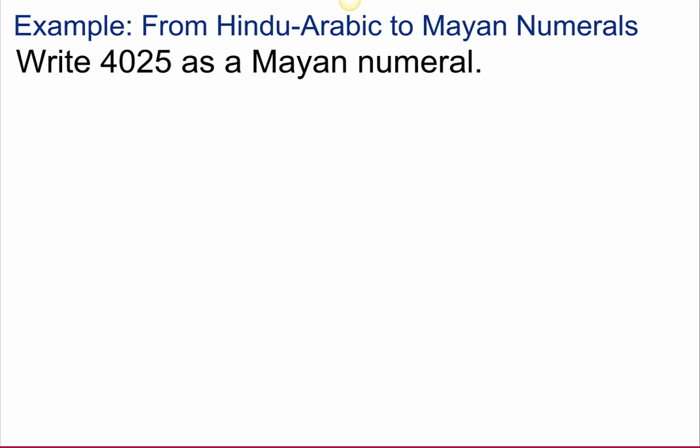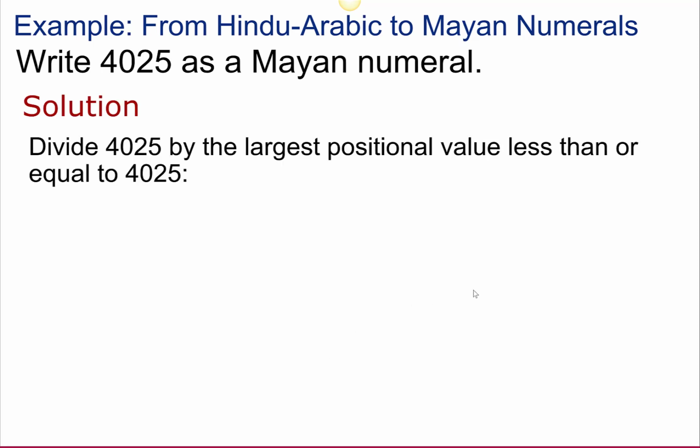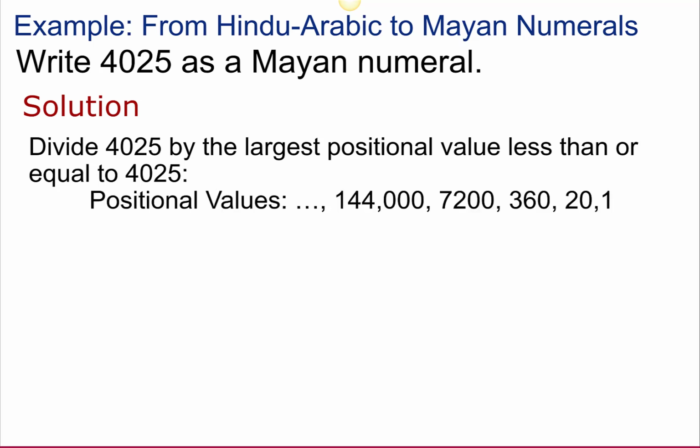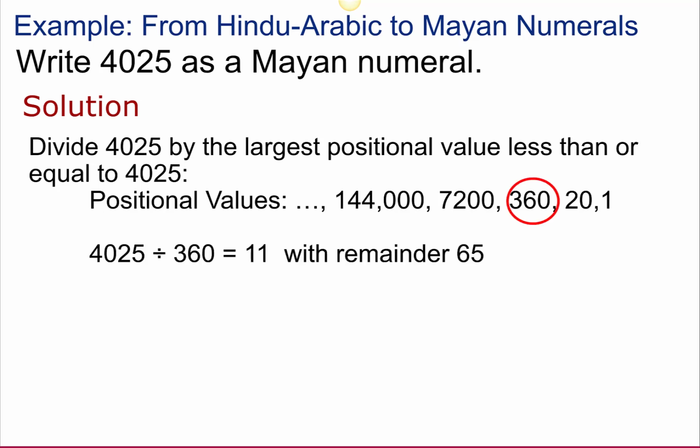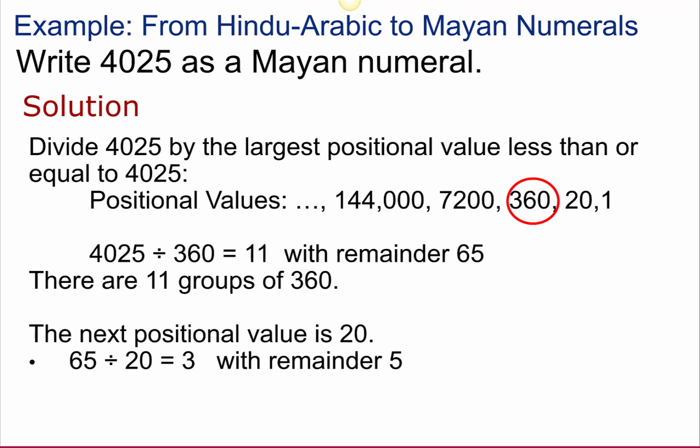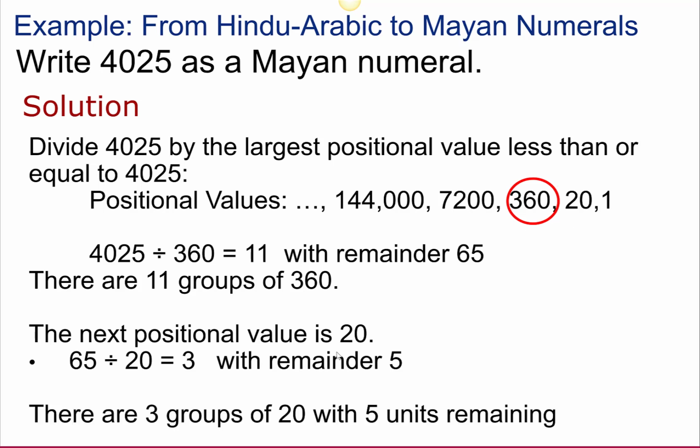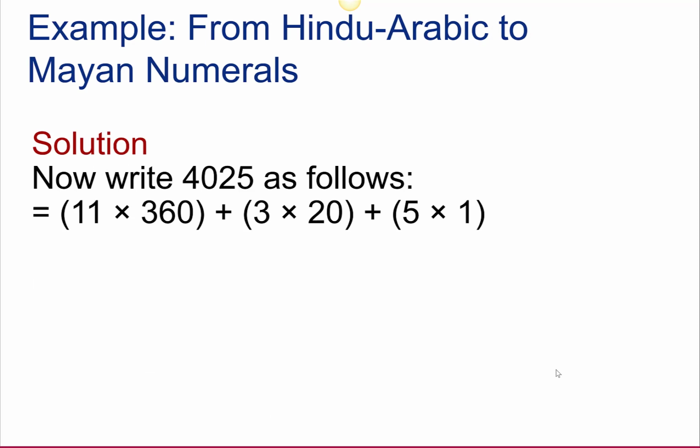Now we want to write 4025 as a Mayan numeral. Just like we did with the last system, with the Babylonians, we're going to divide 4025 by the largest positional value less than or equal to it, which is going to be 360. So we divide by 360, we get 11 with a remainder of 65. So then we're going to take 65 and divide it by 20, the next positional value. We get 3 with a remainder of 5. So if you notice here, the important things we have are 11, 3, and then there's 5 units left over. There's what it looks like.